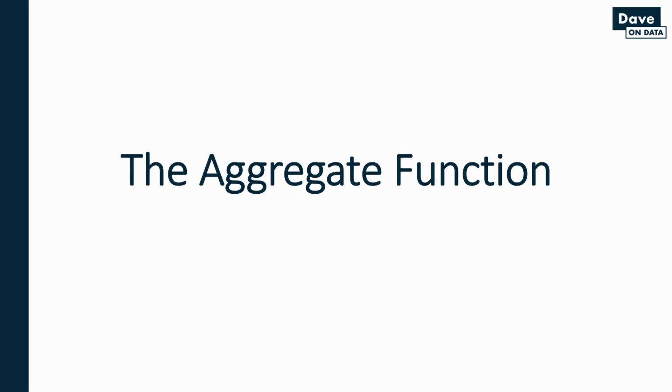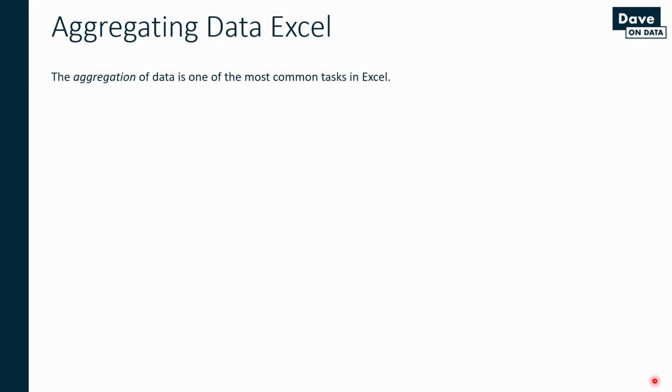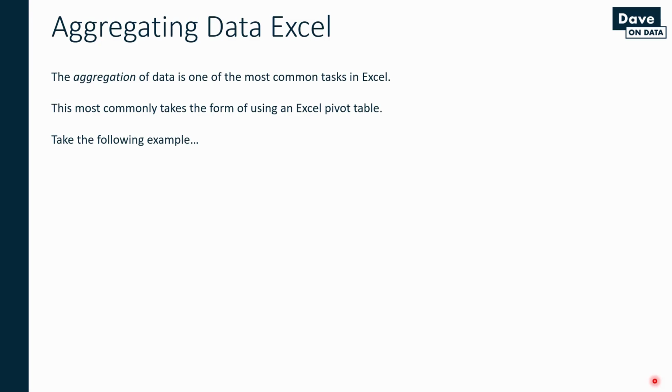A very useful function for working with tables of data, for working with data frames of data in R, is the aggregate function. This function is going to be very intuitive to you as an Excel user. The aggregation of data is one of the most common tasks that you execute when you're analyzing data in Excel. This most commonly takes the form of using an Excel pivot table. So let's take the following example.